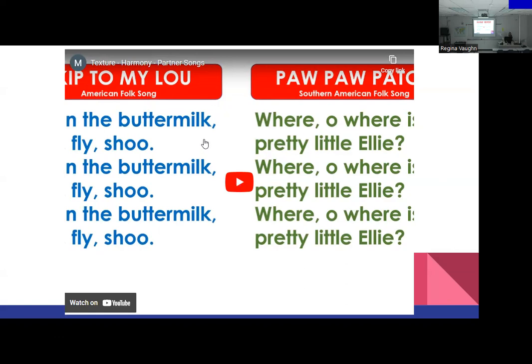So we use what we call partner songs, where you have a Skip to My Lou song and you have the Paw Paw Patch song, and then you sing them at the same time. So this is a melodic line, and this is a melodic line, and then you put them together and you have polyphony. If I just sang Skip to My Lou, that would be monophonic. If I just sang the Paw Paw Patch, that would be monophonic. But when I put them together, boom, I've got instant harmony, I've got polyphony, I've got polyphonic sound.